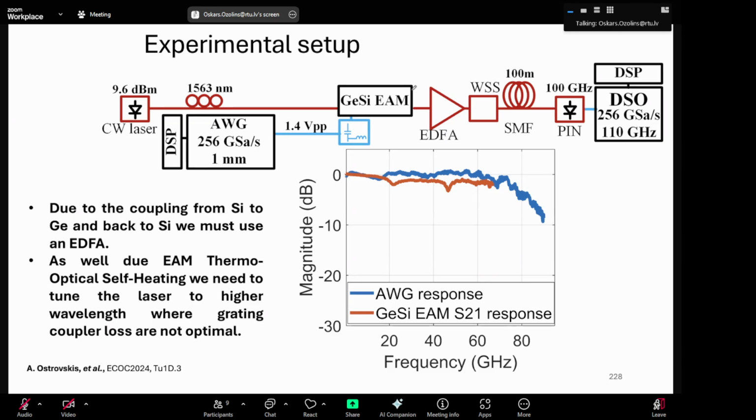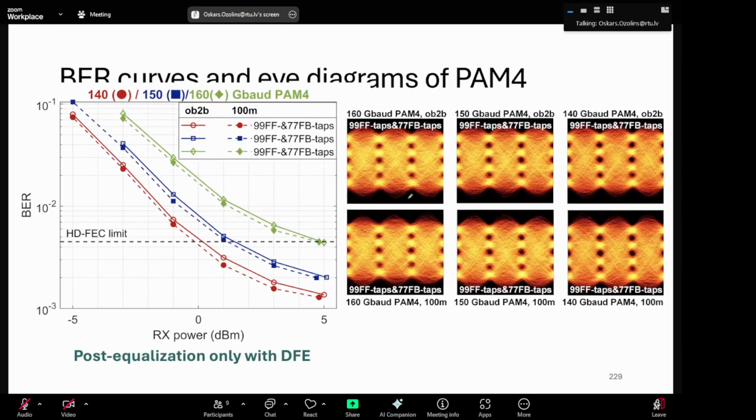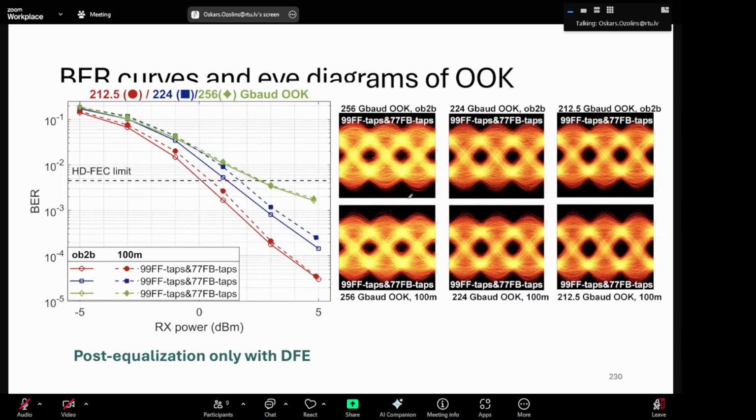So right, we see that it's quite a flat response with some frequency dips, and again it's measured up to 67 gigahertz. It's just curious how it goes further. So maybe in future tests we're going to look into this. What we did was 160 gigabaud PAM4, so it's 320 gigabits. 256 gigabaud on-off keying was rather good performance.